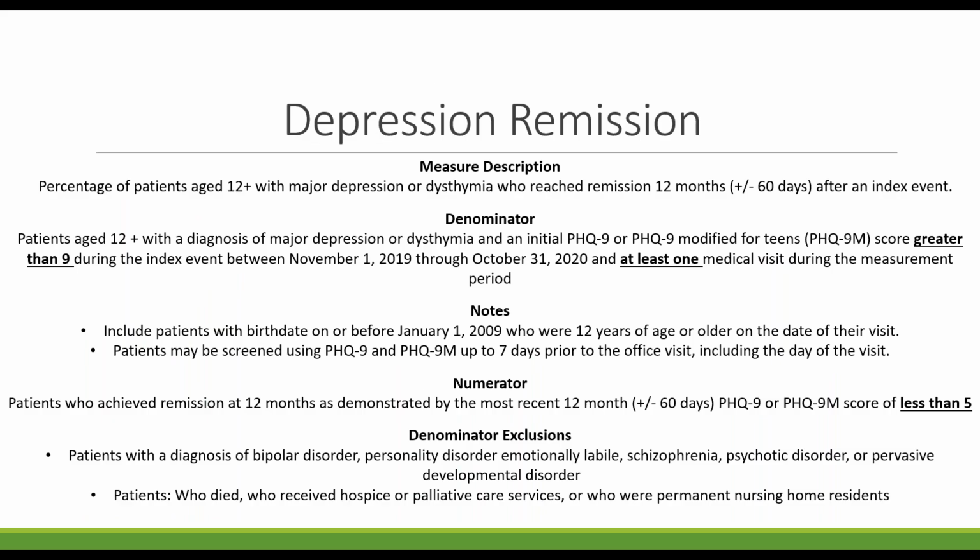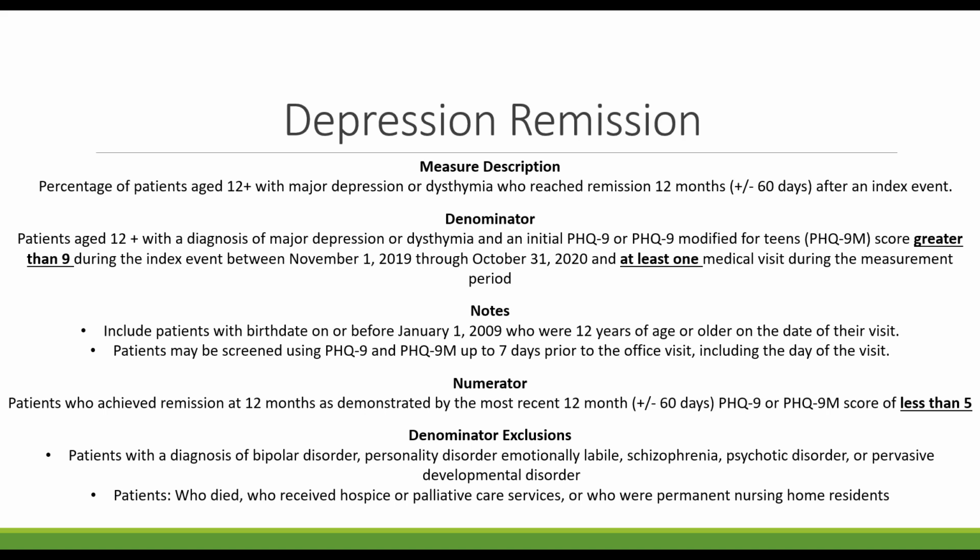So depression remission. I'll go over this quickly just because at this point, I'm pretty sure everybody's familiar with how the measure itself works. The measure description is, of course, the percentage of patients aged 12 and up with major depression or dysthymia who reach remission within 12 months, plus or minus 60 days after an index event. An index event being a PHQ-9 score of greater than 9 in the time period that's on the screen under the denominator, and they have to have had at least 1 medical visit during the measurement period.